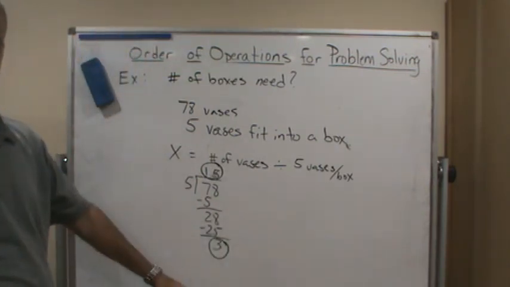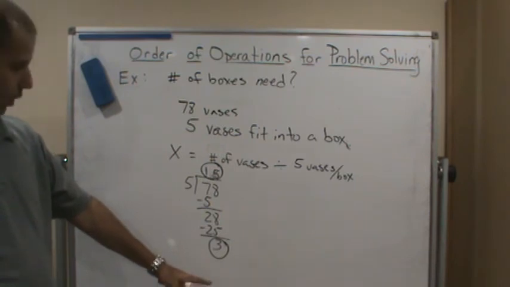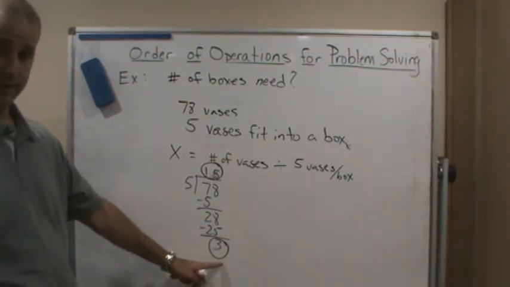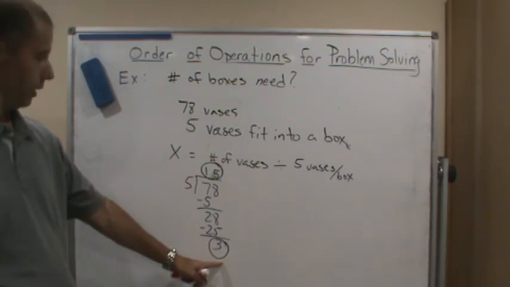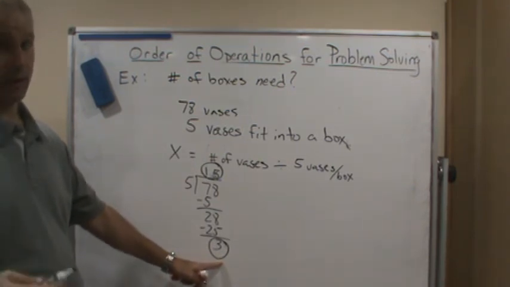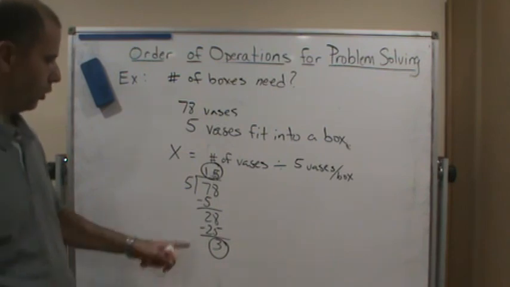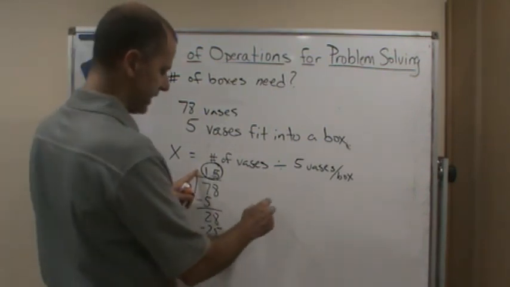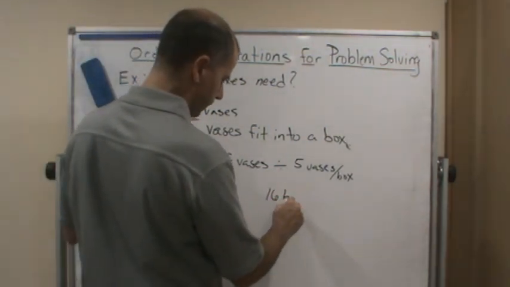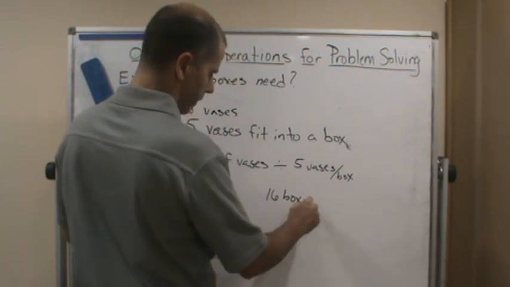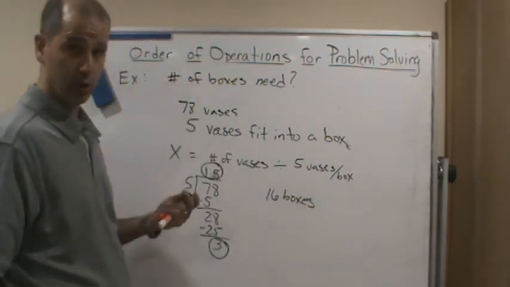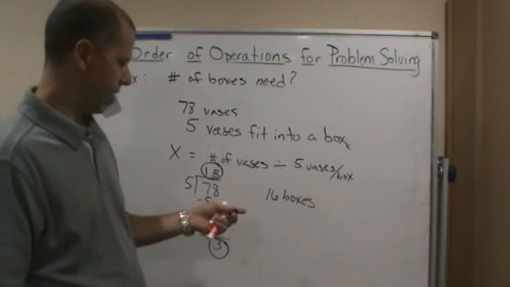Well, we still have to ship those vases, right? So we're going to end up putting those vases in their own box. We can't just keep them. If the order was for 78, we've got to ship 78. So what this means is we're going to have 16 boxes that we're going to use. We have to use 16 boxes.